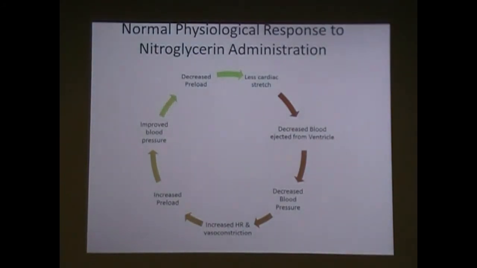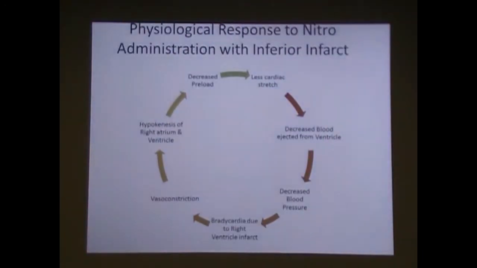So, the normal physiological response to nitro administration. We give nitro. It dilates, it decreases my preload. Starling's curve up here, less cardiac stretch. It decreases my blood ejected from the ventricle, my EF, which decreases my blood pressure. The body compensates by increasing the heart rate and increases vasoconstriction to try to compensate for that decreased cardiac output, but then increases my preload and improves my blood pressure. So that's how our body normally deals with it, okay?